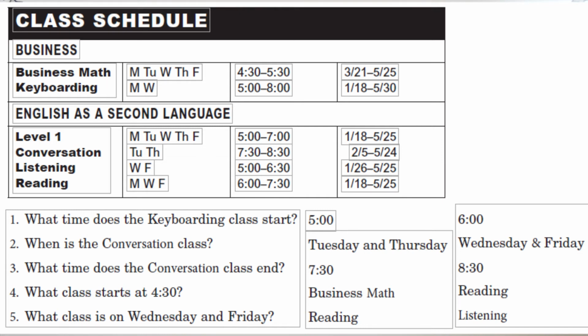Number 1 says, what time does the keyboarding class start? If you said 5 p.m., you're correct. Number 2 says, when is the conversation class? If you said Tuesday and Thursday, you're correct. Let's look at number 3. What time does the conversation class end? If you said 8:30, then you're correct.